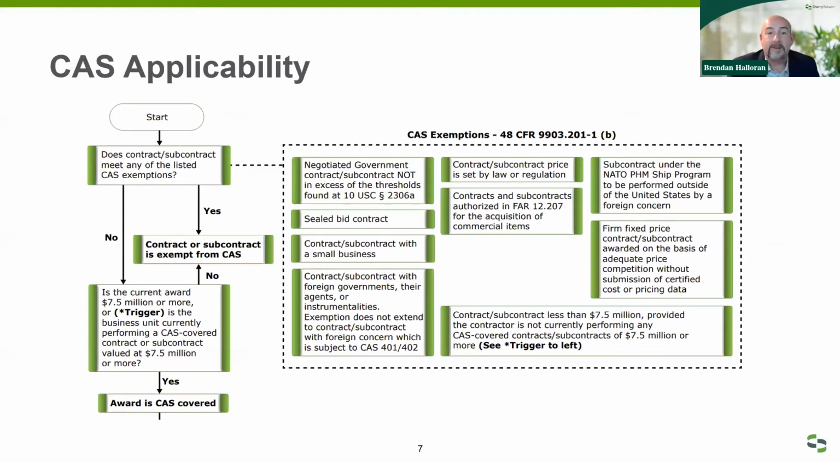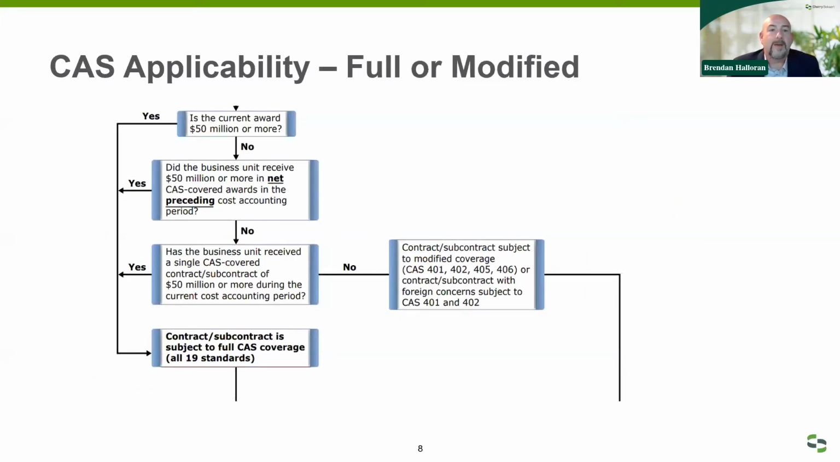One of the things that we run into, and always try to highlight, is that it's contracts that are CAS covered. Many contractors, particularly larger ones with a significant contract load, will have some that are and some that aren't. So you really want to be very, very detailed in terms of how you're tracking that. Real quick, Brendan, if you don't mind jumping back.